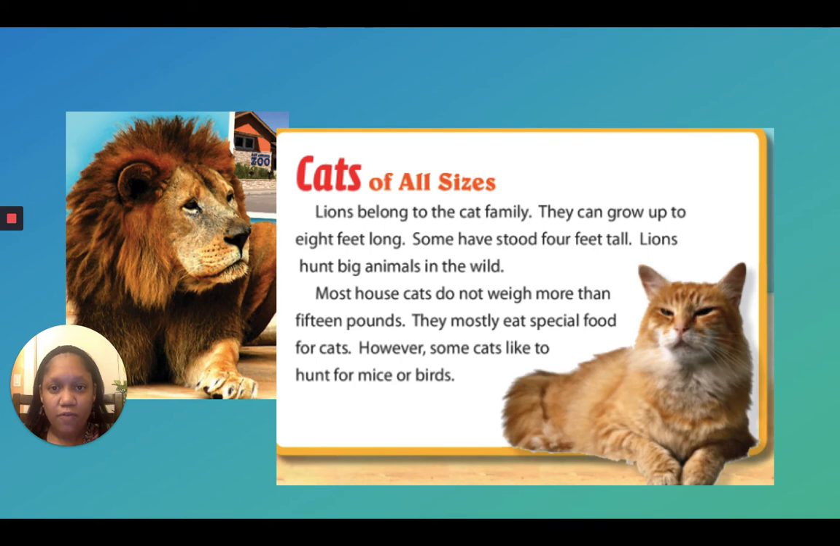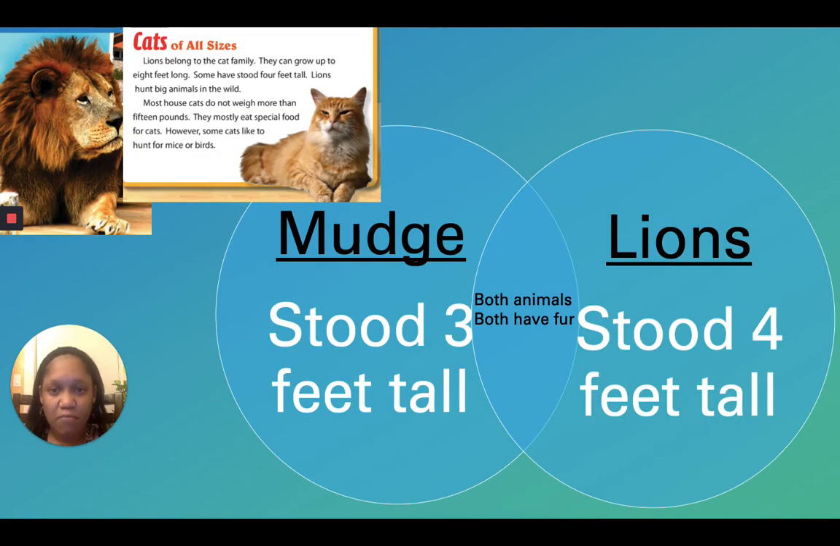Okay. For those of you who are thinking about lions and house cats, take a second to take a look and see how are lions or house cats the same or different from Mudge. Ready to share some answers? Let's look at my diagram. So Mudge stood 3 feet tall, which is different from the lions. They stood 4 feet tall. Okay, so that's how they're different. They're the same because they're both animals and they both have fur. Good work if you came up with some of the same things that I did.